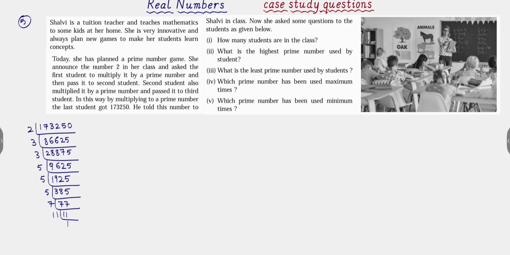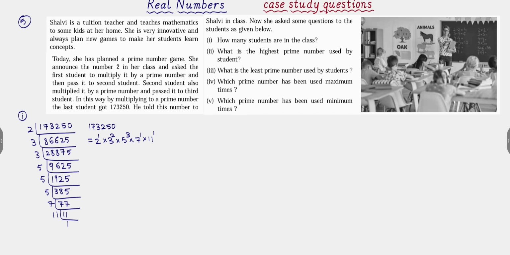Now what we got: 1,73,250 is equal to 2 power 1 into 3 power 2 into 5 power 3 into 7 power 1 into 11 power 1. This is the prime factorization. So here, in total, how many prime numbers are repeated in this?